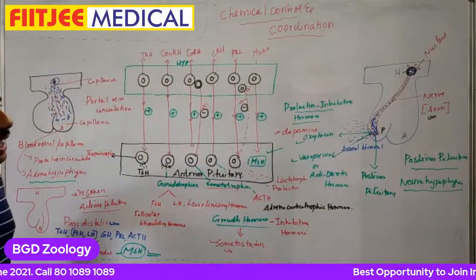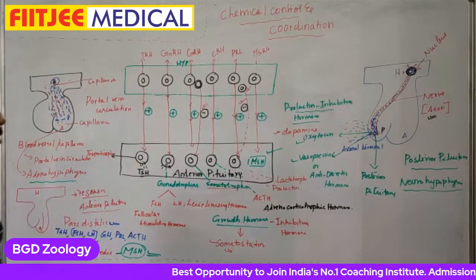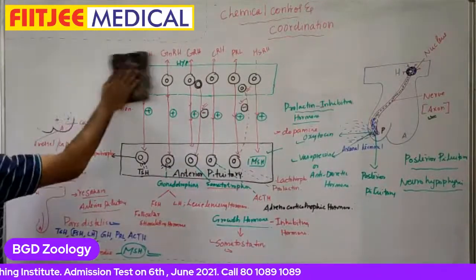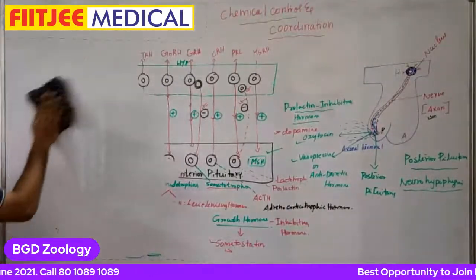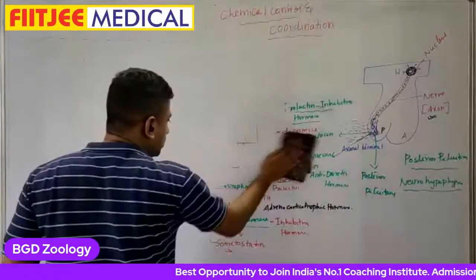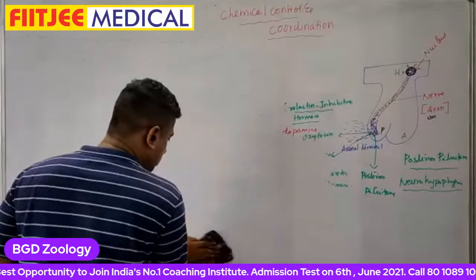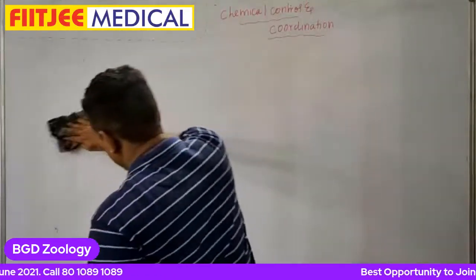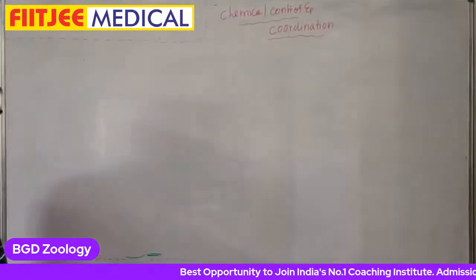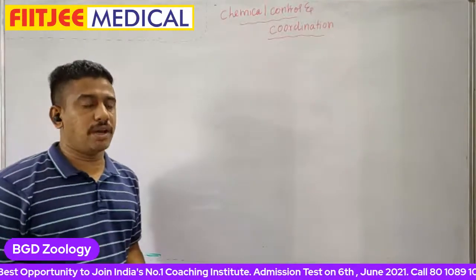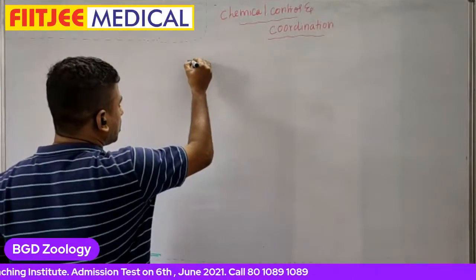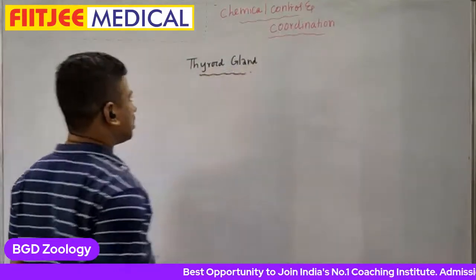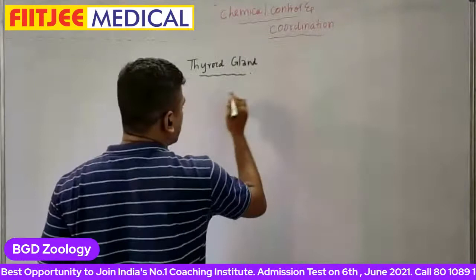Now, if you understand that, the next thing is we have to take each hormone. That's the next part. We'll start with the thyroid releasing hormone. So we'll start with the thyroid gland. That's the first big gland we are going to discuss. You know that the thyroid gland is anterior to the neck.